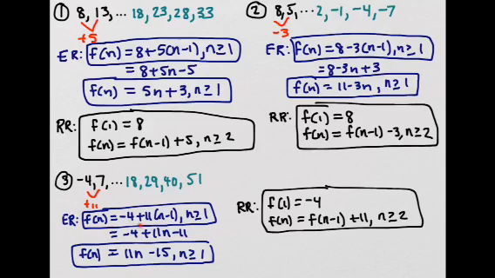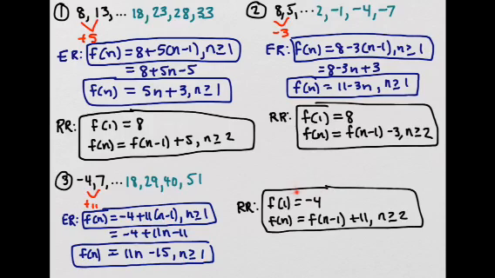Explicit rule, this is the initial one, where it's the first number plus the difference times n minus 1, and distribute the 11, combine the negative 4 and negative 11 to get negative 15. So here's the other form of the explicit rule.